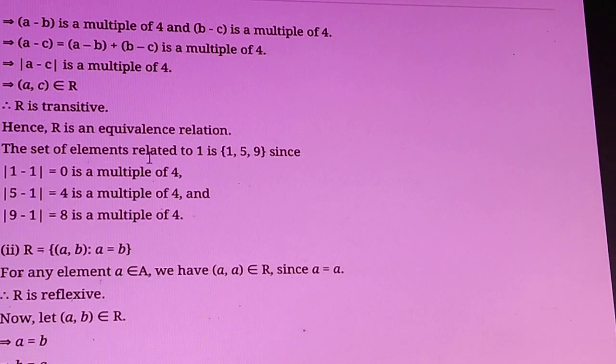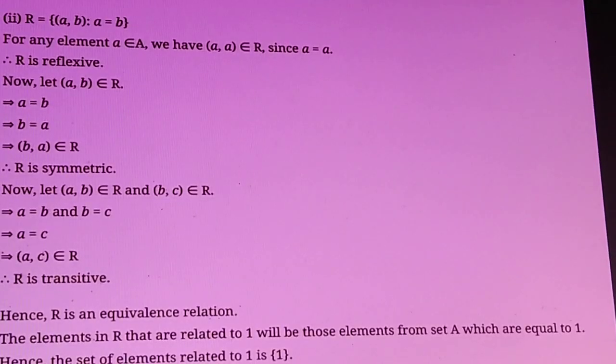Now the set of elements related to 1 is 1, 5, 9. Since modulus of 1 minus 1, which is 0, is a multiple of 4. Modulus of 5 minus 1 is 4, a multiple of 4. And modulus of 9 minus 1 is 8, which is also a multiple of 4.